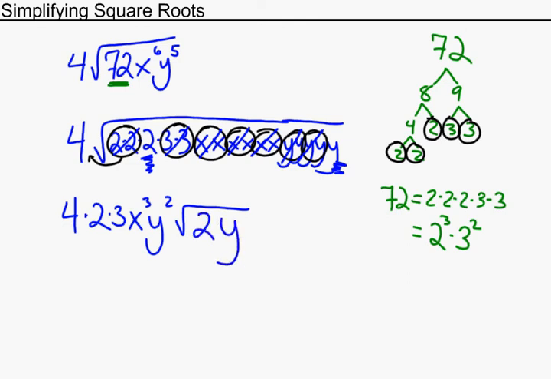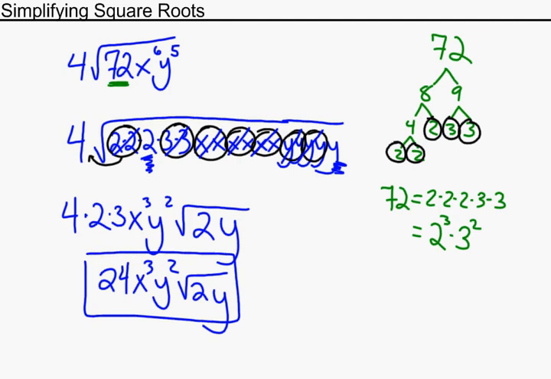So when I finish my problem, I take 4 times 2 times 3, which gives me 24, x to the third, y squared, square root of 2y. And that is a fully simplified square root.